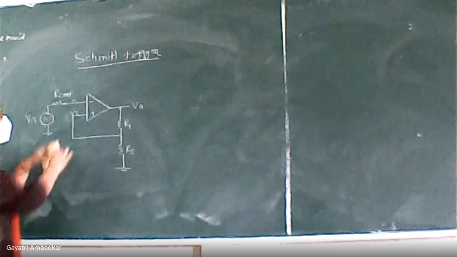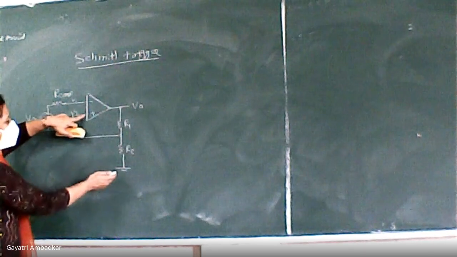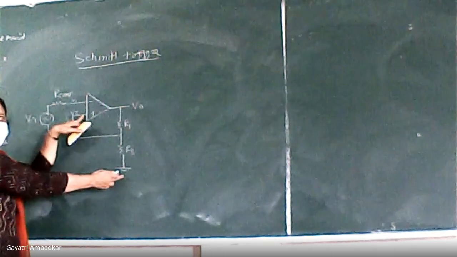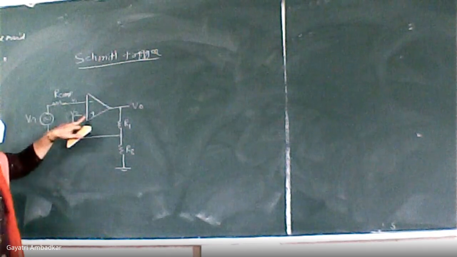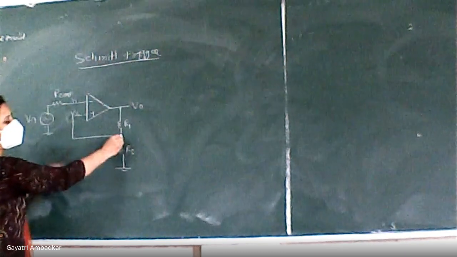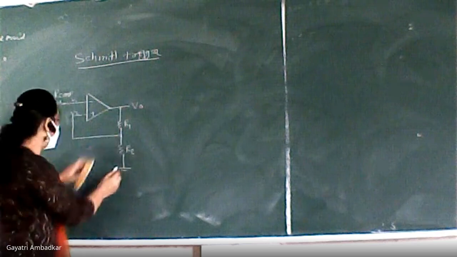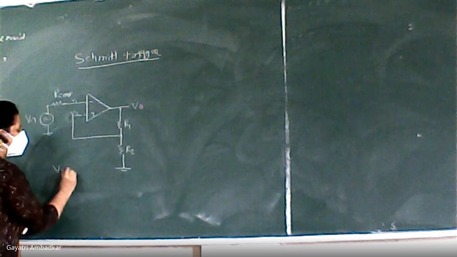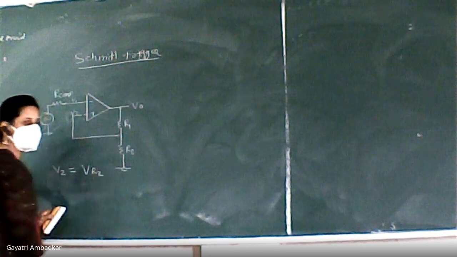Now, what is this voltage equal to? If I ask you what is voltage V2 equal to, so between this point and the ground, this is the voltage at terminal V2. What is voltage at terminal V2? The voltage between this point and this. Now you see this point and this point are same. So voltage between these two terminals is voltage V2. What is V2? V2 is equal to VR2, voltage across R2.